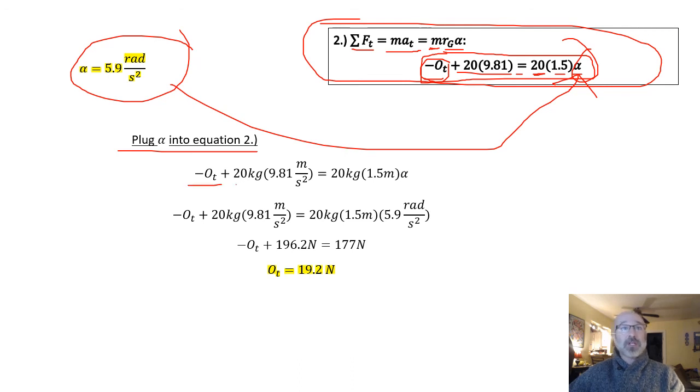So I rewrite that equation down here. Negative O sub t plus 20 kilograms times 9.81 meters per second squared is equal to my mass of 20 kilograms times my 1.5 meters times my alpha. I plug in my alpha of 5.9 radians per second squared, reduce and simplify. So negative O sub t plus 196.2, in newtons, is equal to 177 newtons. Again, my unit analysis gives me newtons on both sides. That's great. So when I solve for O sub t, O sub t is equal to 19.2 newtons.